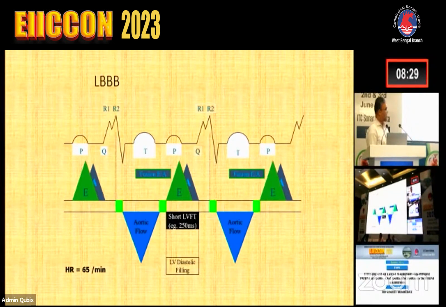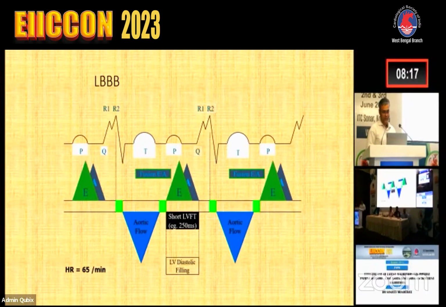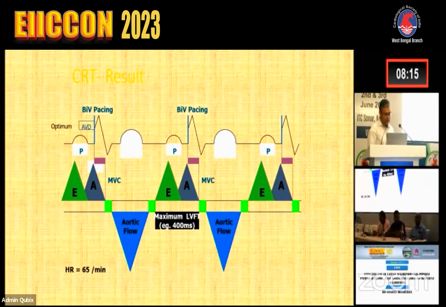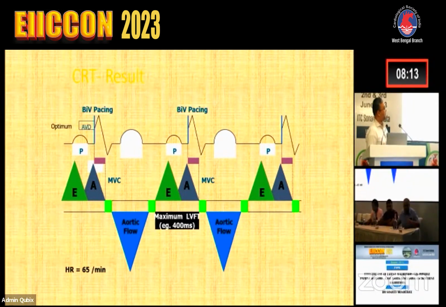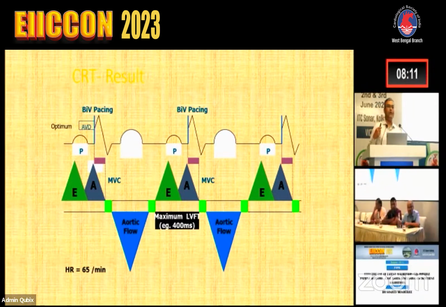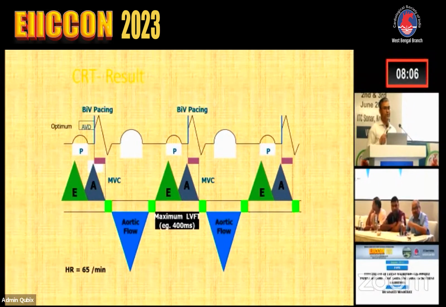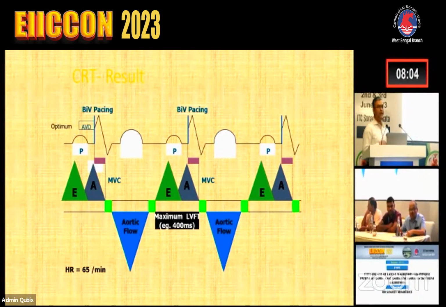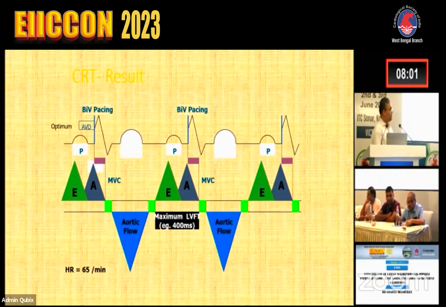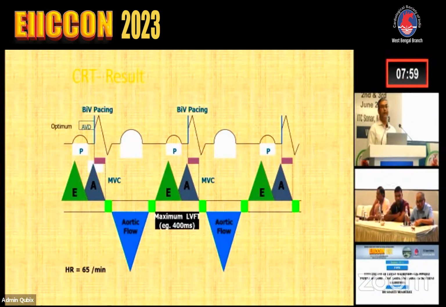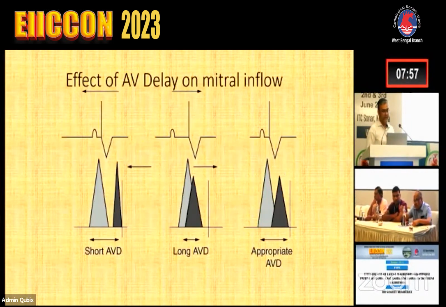What happens when the patient develops a left bundle branch block is that there is a fusion between the E and A, and a shortening of LV filling in diastole, which is something we need to correct. That is what we do when we put in a CRT. We try to optimize this. Most of the time we put the device in and forget it. But if our patient is not responding, then we need to go and sit in the echo lab to look at what the mitral Doppler looks like, and we must try to get a proper E and A wave.